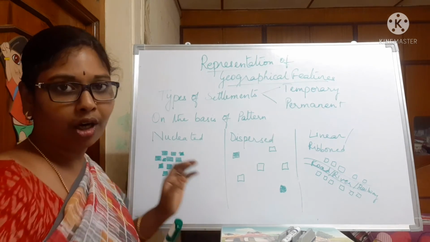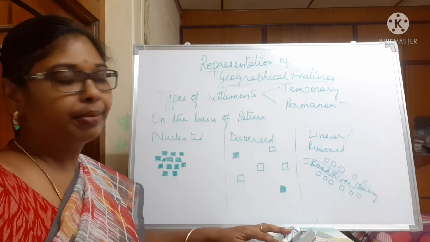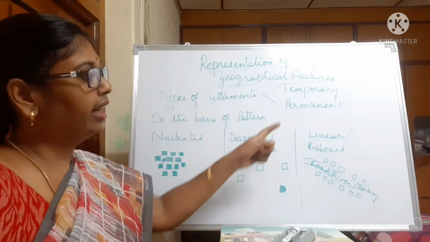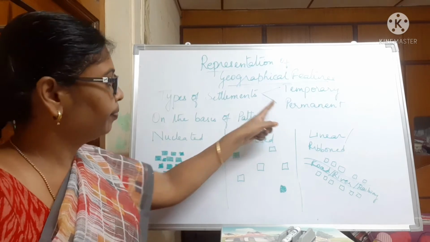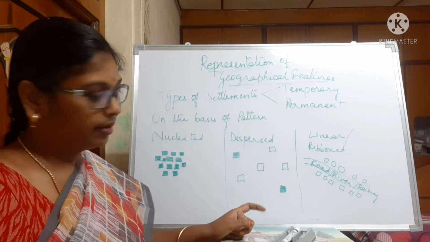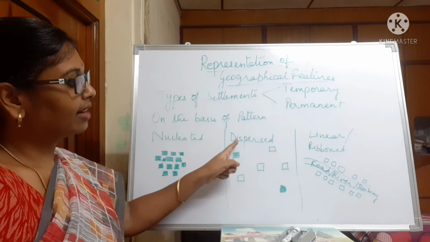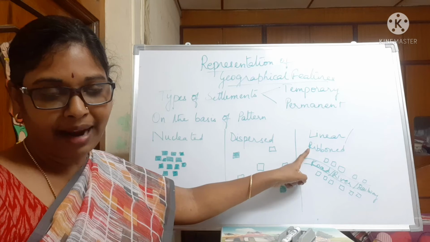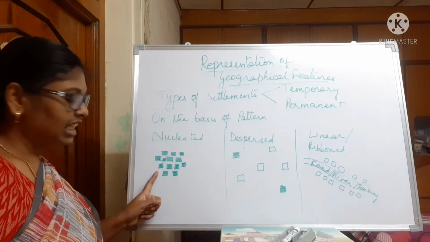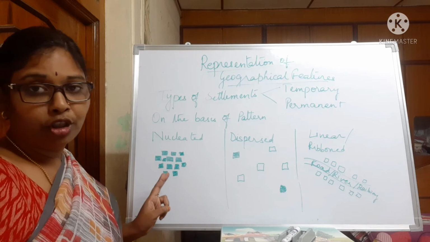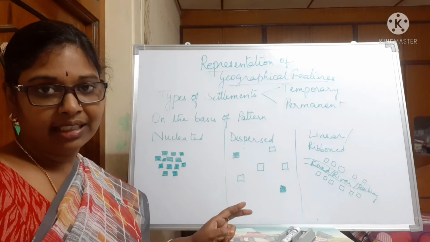If you are living for a short period of time, it is known as temporary settlement. If you are living for a longer period of time, it is known as permanent settlement. Now on the basis of pattern, they are divided into three: one is nucleated settlement, second one is dispersed settlement, and third one is linear or ribbon pattern.